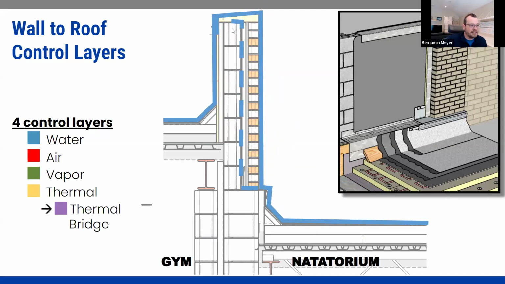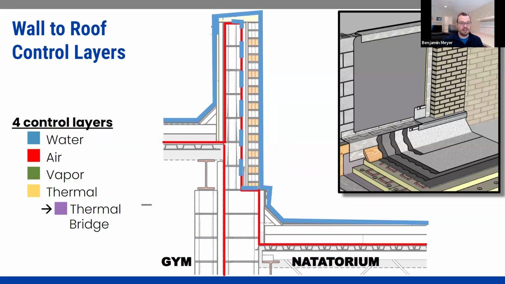And we have a secondary air and water barrier here, really on the finished side of the upper roof, transitioning to a through-wall flashing to the roof on the lower side, the natatorium. Air gets a little complicated because we want to keep the outside out and the inside in, but we also want to separate the gym from the natatorium.